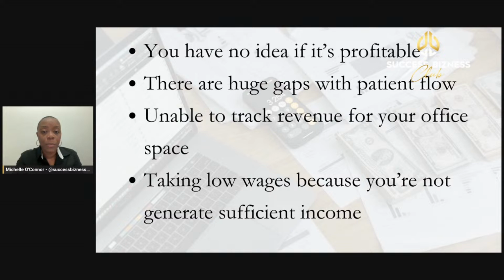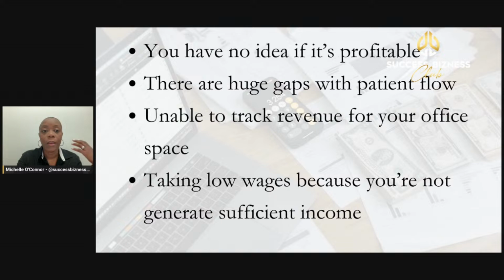There's a huge gap in patient flow. So you're not sure if you are making headway with your patients. Your patients are inconsistent in terms of the times that they come in, and you're wondering, am I doing the right thing? What do I need to be doing differently? So if your patient flow is inconsistent, that is also a sign that your profit is off.